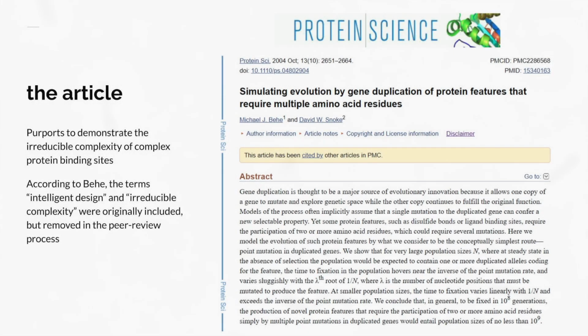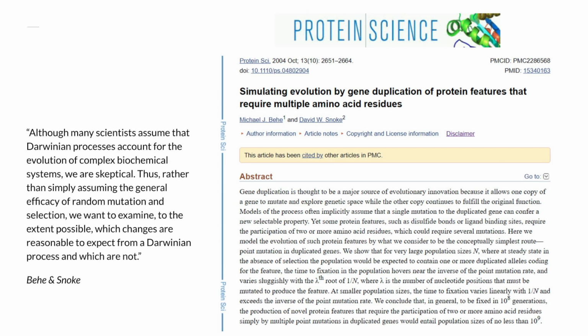Behe co-authored the paper in question with David Snoke in the journal Protein Science, entitled Simulating Evolution by Gene Duplication of Protein Features that Require Multiple Amino Acid Residues. Quote, although many scientists assume that Darwinian processes account for the evolution of complex biochemical systems, we are skeptical. Thus, rather than simply assuming the general efficacy of random mutation and selection, we want to examine, to the extent possible, which changes are reasonable to expect from a Darwinian process and which are not.